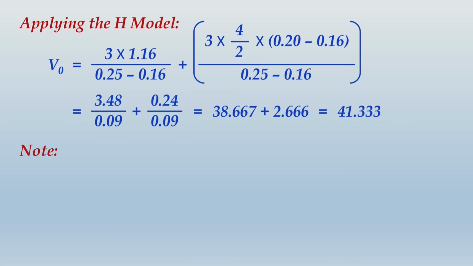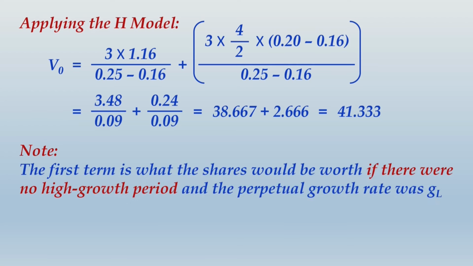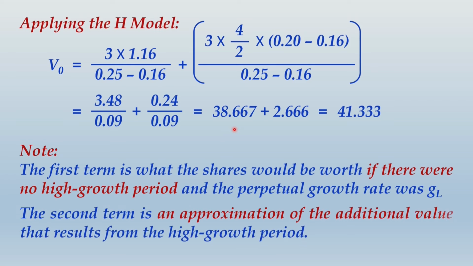So let us write an important note over here. The first term is what the shares would be worth if there were no high growth period and the perpetual growth rate was GL, that is 16% in our example. So if there was no high growth and the perpetual growth rate is 16%, then the value of shares would have been only $38.667. The second term, this whole term, is an approximation of additional value that results from the high growth period. So please write up this calculation as well as this concluding note, and then I take you ahead.